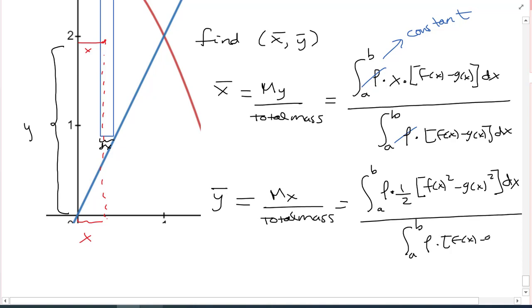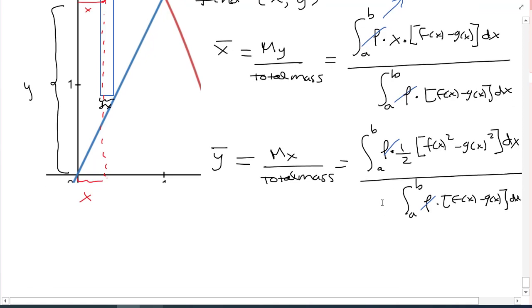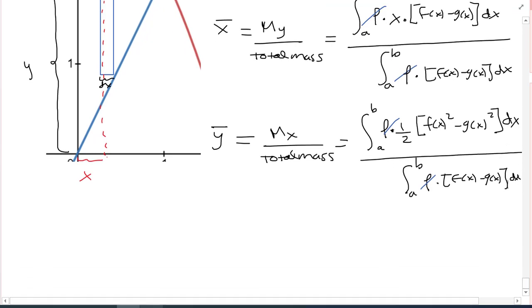And then density times area, the regular mass. Again, density is constant, so here we can cancel it, just because it's constant, right? If density is variable, we can't do that. So notice that both of them require the total mass.